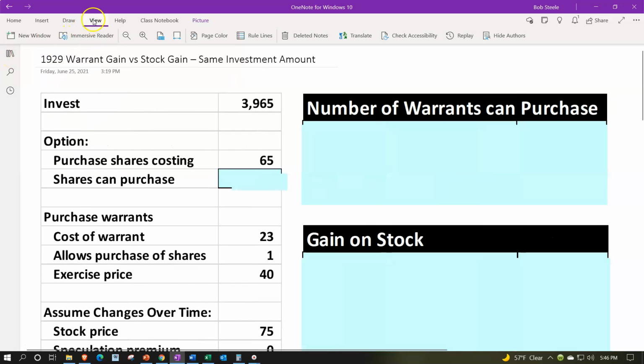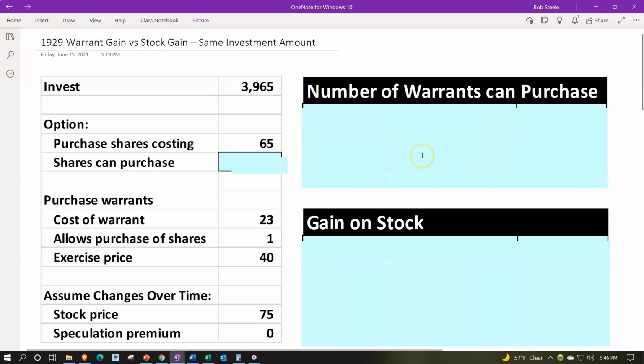Closing the icon, we have our information up top, calculations on the right, and on down below. We're looking at our warrants once again, thinking about a situation in the future where we don't exercise the warrant, but we want to think about what the gain is on the warrant and compare that to the stock. So we're not exercising the warrant this time. We're comparing and contrasting the increase in value of the warrant versus the stock.